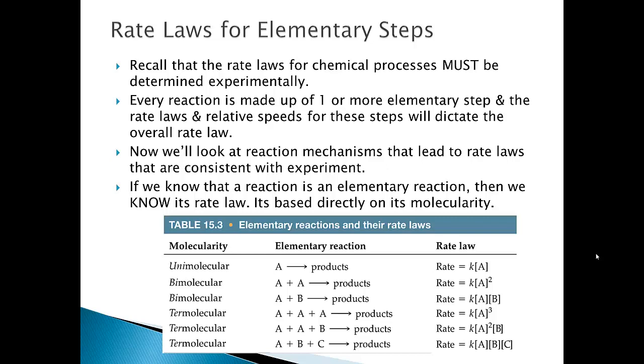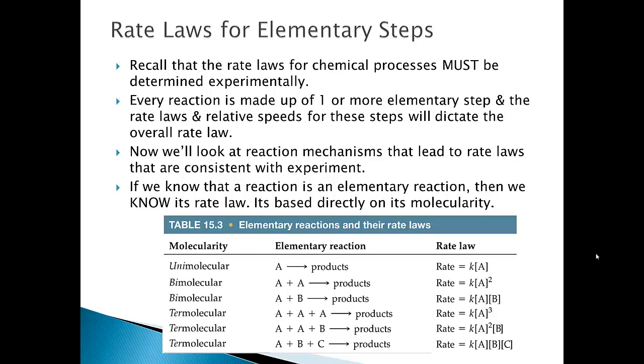If we know that a reaction is an elementary reaction, then we know its rate law. It's based directly on its molecularity. Now, this is the thing, we don't always know if a reaction is an elementary reaction, and that's why we must perform the experiment first. If you're told in a question that it is an elementary reaction, then we can determine its rate law based on its molecularity. So if it's unimolecular, bimolecular, or termolecular, we can then determine the rate law. Okay? And it's quite straightforward.